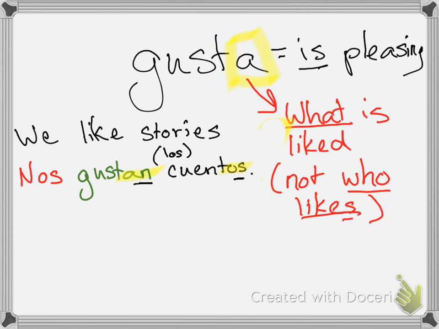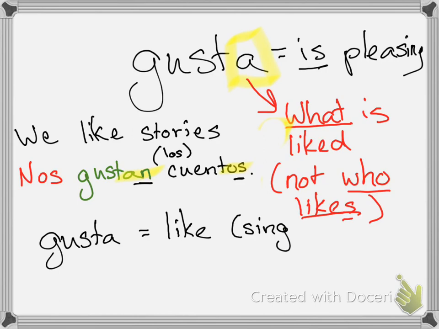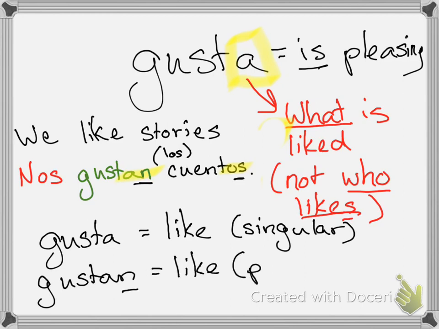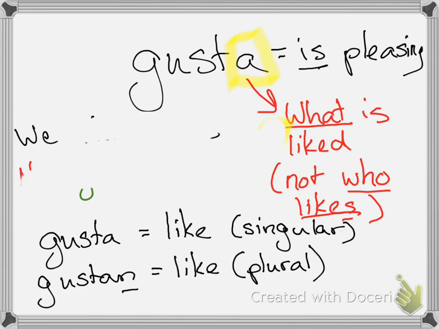Okay, so we have gusta, which means I like something, singular object or person. Or gustan, which is going to be I like something in plural. Okay? So once again, let's practice. So if I were to say, I like dogs, me.